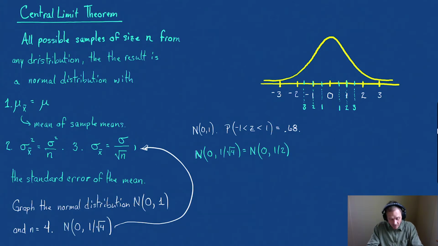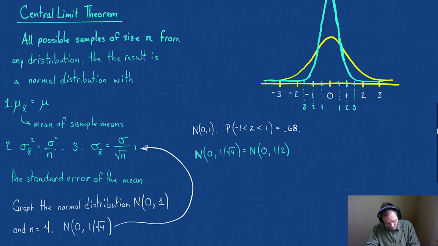Now, I have this drawn in. Let me show you what this actually would look like. This graph means you get that picture there. So now, if I want to find the probability where z is in the same range from -1 to 1, what do I get? Well, look at this.